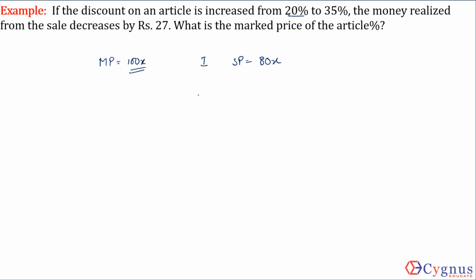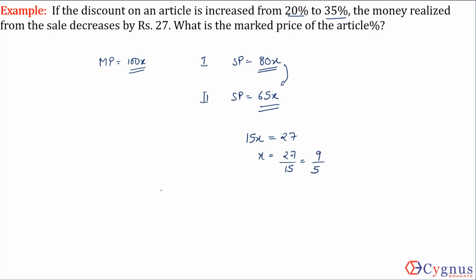Instead of giving you a discount of 20%, if I give you a discount of 35%, in that case, the selling price becomes how much? You'll pay 35% less. That means you'll be paying 65x. So obviously, that is going to reduce your revenue. Earlier, I used to get 80x. Now, by selling the same article at a higher discount, I get only 65x. So there is a difference of 15x in the revenue, and this 15x is given equal to 27. So what's the value of x here? 27 by 15. Both the numbers are divisible by 3. I'll write it as 9 by 5.